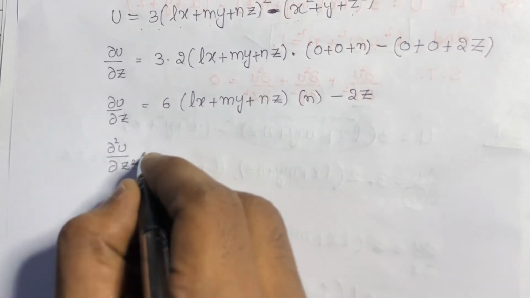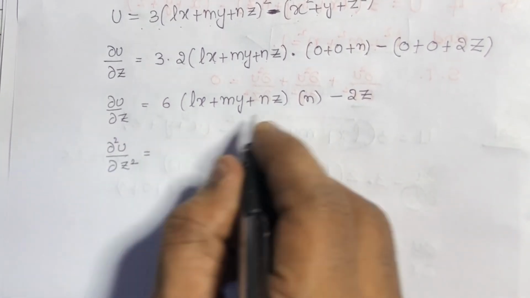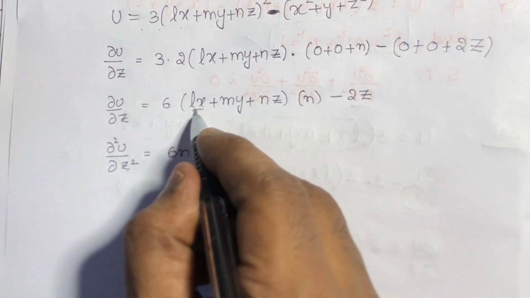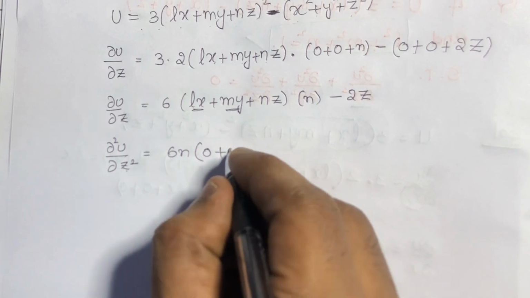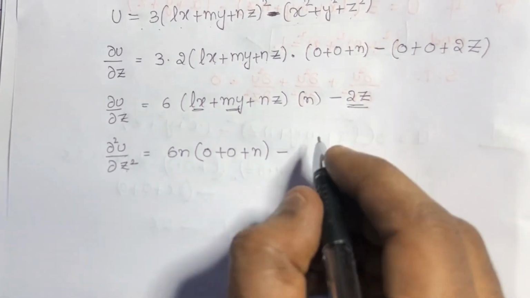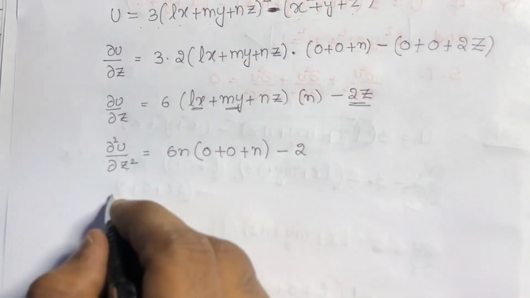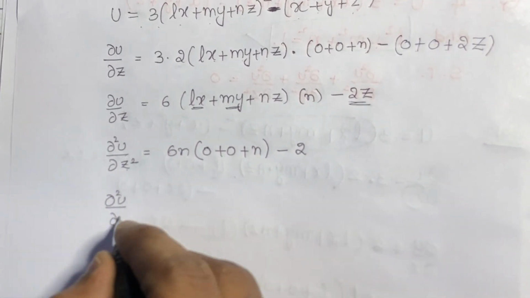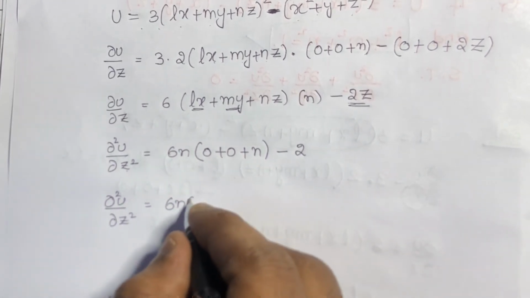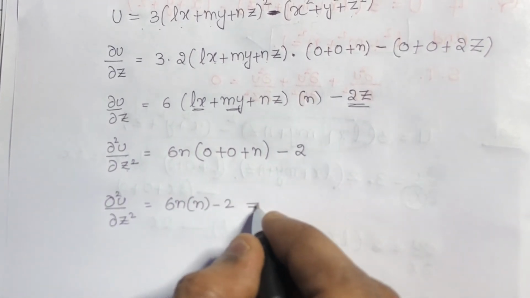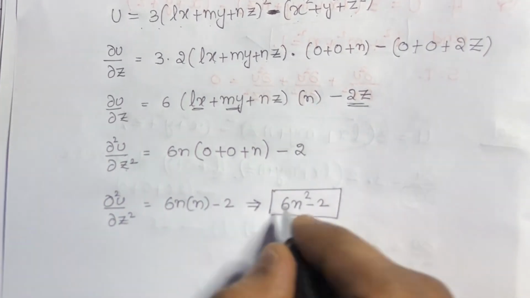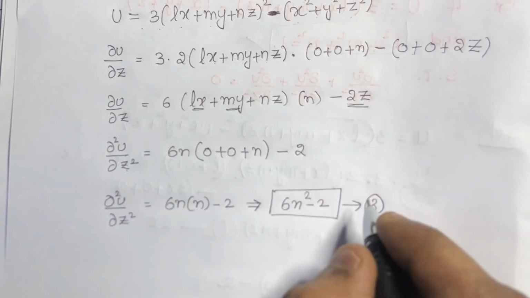This is called double differentiation because I'm differentiating 2 times, so it becomes 6n. Now I'm differentiating with respect to z. This will become 0, this will become 0. 0 plus Nz is n, minus differentiating 2z will be 2. So dou square u by dou z square will become 6 into n minus 2. This will become 6n square minus 2. So consider it as equation number 3.